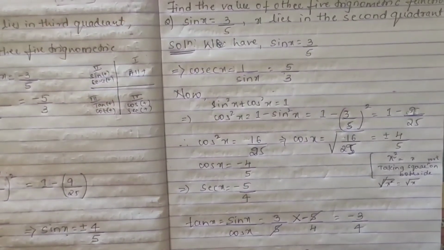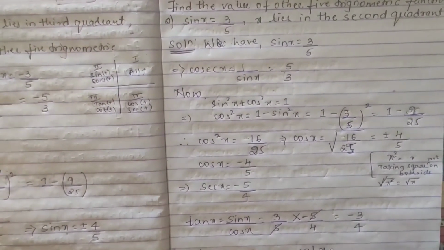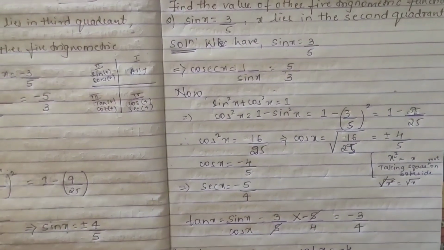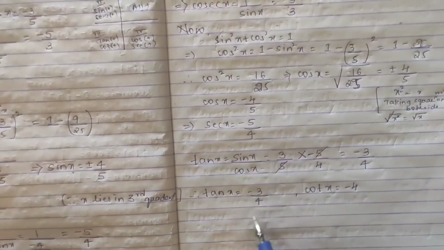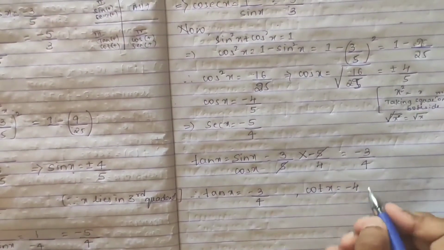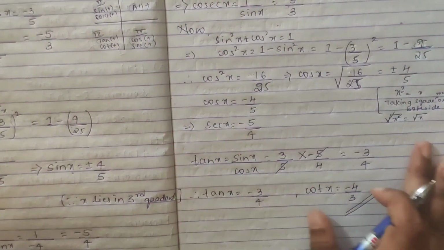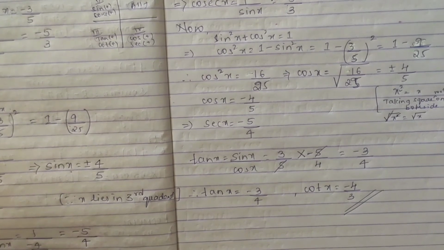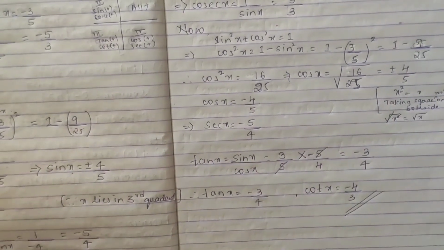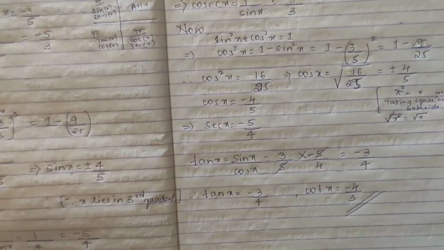So cot x is the reciprocal of this. Tan x you have got minus 3 by 4. Cot x is the reciprocal of tan x, so you get minus 4 by 3. Okay, so you have got all the other trigonometric functions using this. I hope you have understood. Just pause the video to note it down.